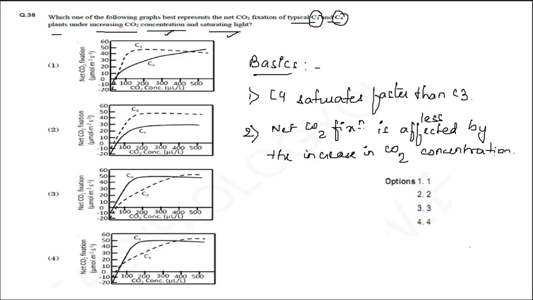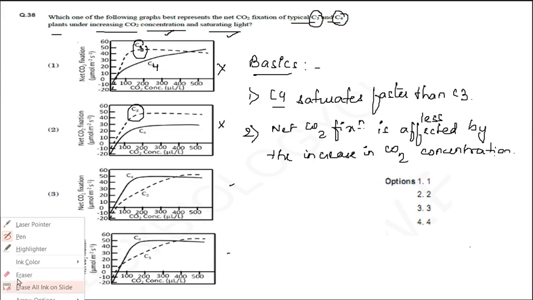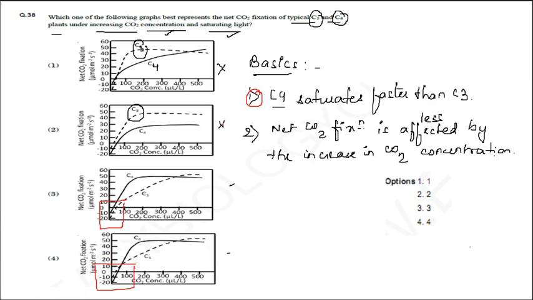You can see in these four graphs that C4 saturates faster than C3. If you cannot see clearly, I write here this is C3 and this is C4. Here C3 is saturating faster, so this is not our answer. Here also C3 is saturating faster, so this is not our answer. So the answer can be from 3 and 4. Now, according to the first point, we have eliminated the first two options.